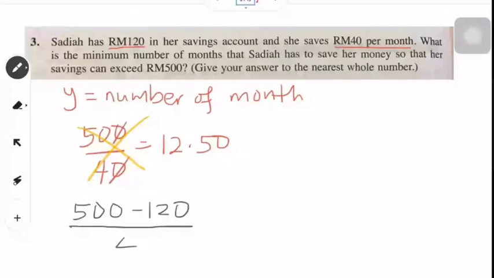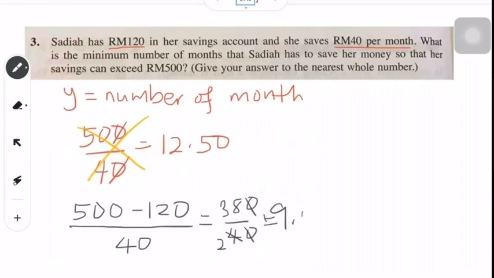So get your calculator quickly. 380 divide 40, how much? 9.50. Is 9.50 months or ringgit? Months. Sometimes we get confused.